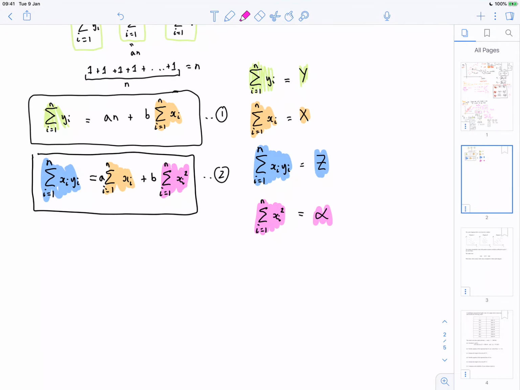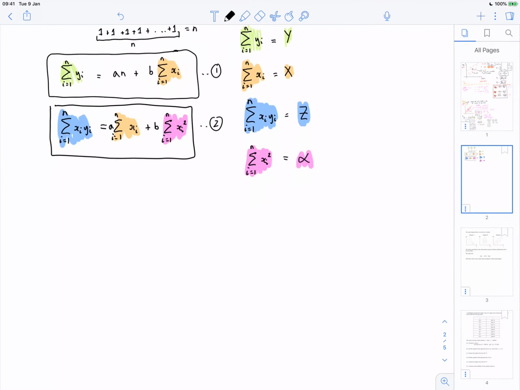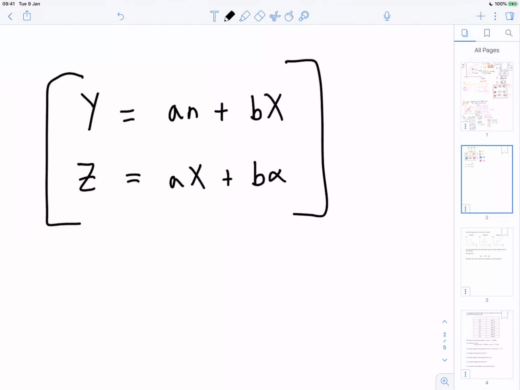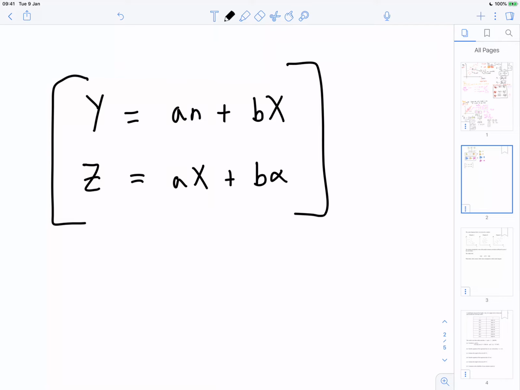Okay. Now, if we translate all this stuff, what does that mean? It means we've got capital Y equals AN plus B lots of capital X, and then we've got Z equals A lots of X plus B lots of alpha. Right, now hopefully if we can solve for A and B in terms of X, Y, Z and alpha, then all we have to do is sub back in the summations and everything will be fine.